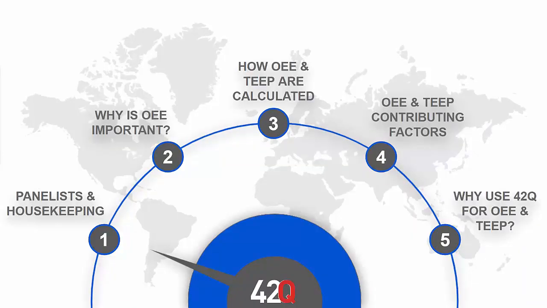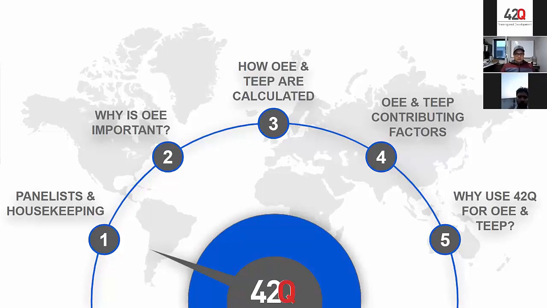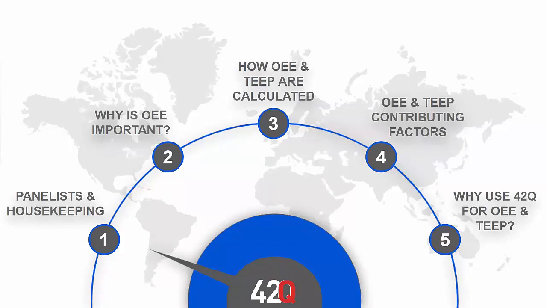All right, so here's what we're going to be going over today. First we'll start off by going over your panelists, do a little housekeeping, then we'll get into why OEE is important. So why are you here? What's the importance of you sitting in on this 45-minute webinar? What are we going to go over? Then we'll talk about how OEE and TEP, which is another important metric that goes along with OEE, are calculated, the different factors that go into that. Then we'll talk about those OEE and TEP contributing factors, the importance of those, what you need to look out for. And then at the end, we'll talk about why you should use 42Q for OEE and TEP. So what advantage do you have of using our product for measuring these important metrics? So we'll go through that.